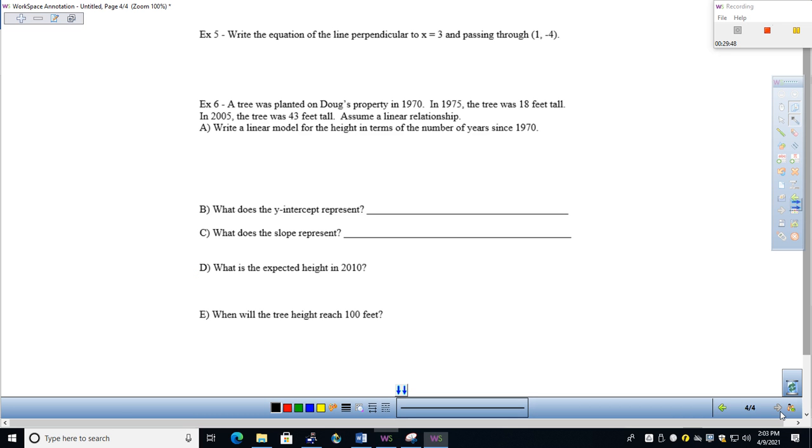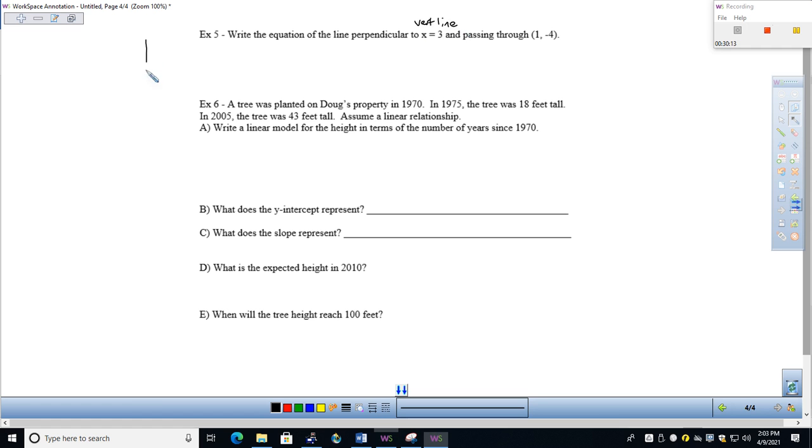Example 5, write the equation of the line perpendicular to x equals 3 and passing through 1, negative 4. What you may want to remind yourself with this particular problem, when you see x equals a constant, is that it is a vertical line. So a vertical line when x is 3, and then passing through that point.